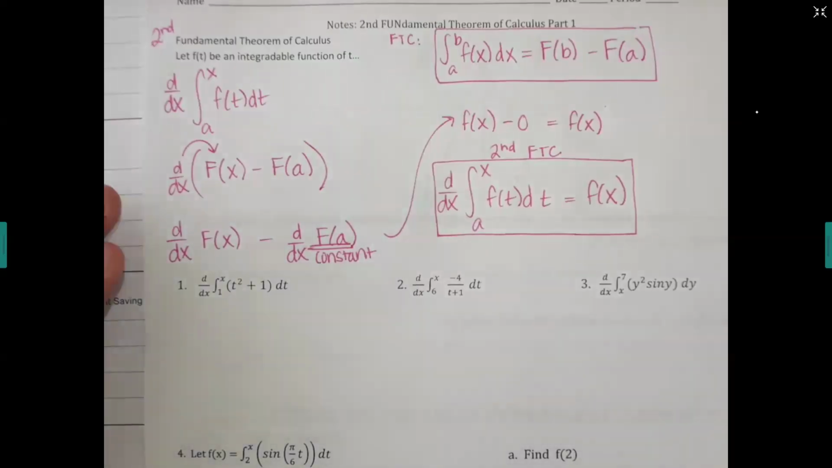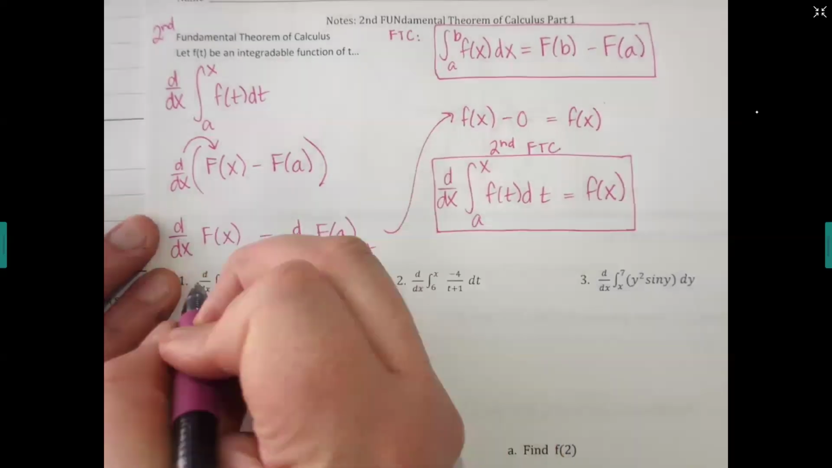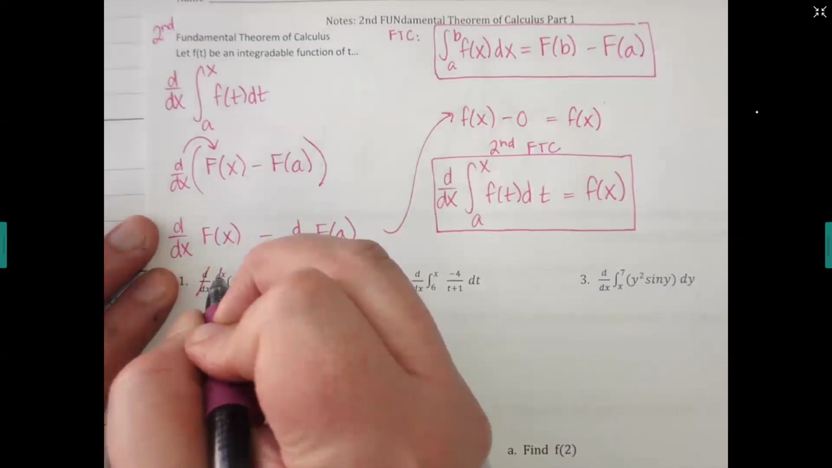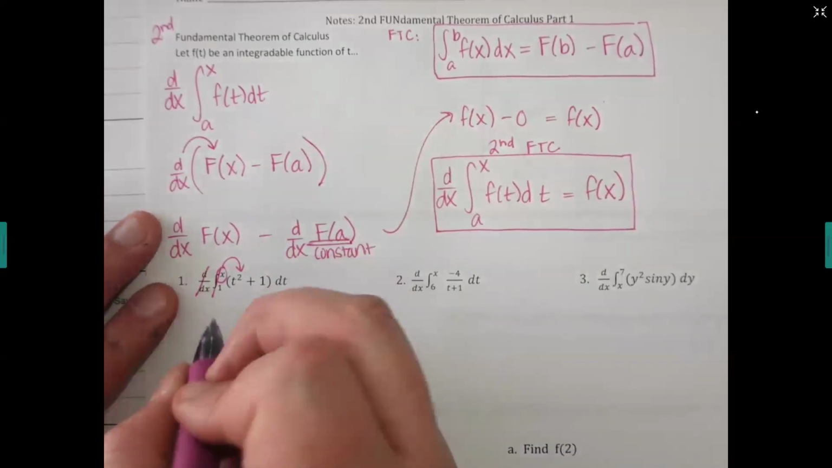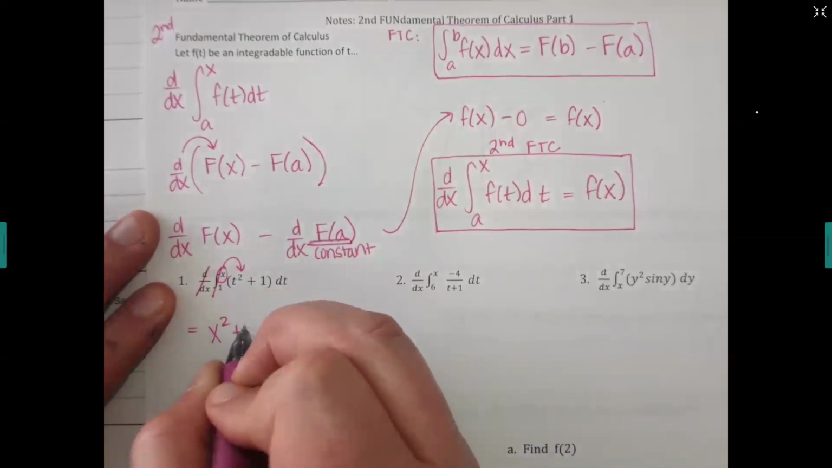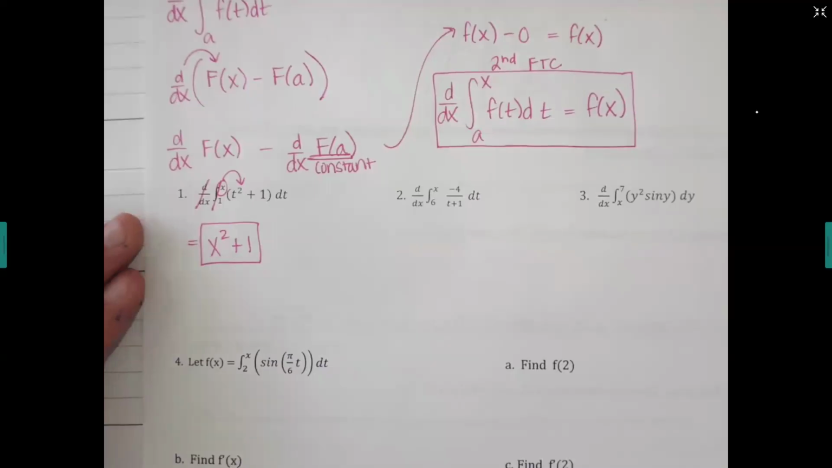So look at the first one. I want the derivative of an integral. Those cross out. And then I'm going to letter swap, so that instead of a t squared plus 1, now it's an x squared plus 1. Because the derivative and the antiderivative would basically just undo each other.